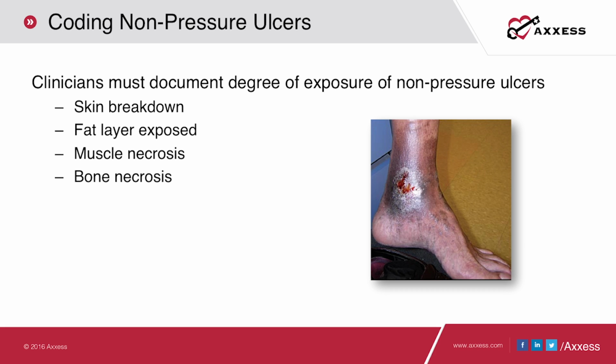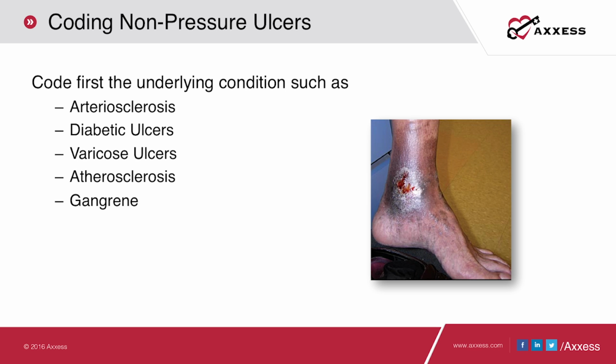So you have to know some basic anatomy and physiology to know what you're looking at. If your clinicians don't know this information, you might want to have a WOCN, wound ostomy continence nurse, come in and give a class, because you'll need to identify whether the non-pressure ulcer is down to just skin breakdown or if there's a fat layer exposed, if you notice muscle necrosis or bone necrosis.